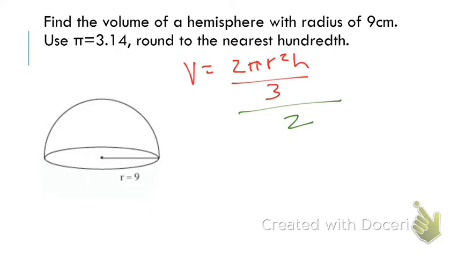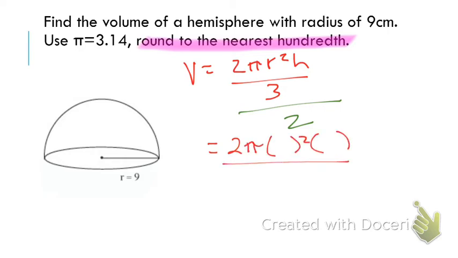So this problem says round to the nearest hundredth. That means we do not want to leave it in pi. We want to solve it all the way. So let's just do this real quickly. I want you guys to pause the video. When you're done, come back.